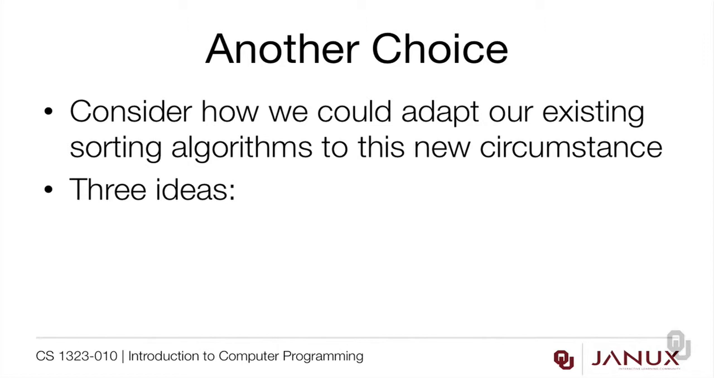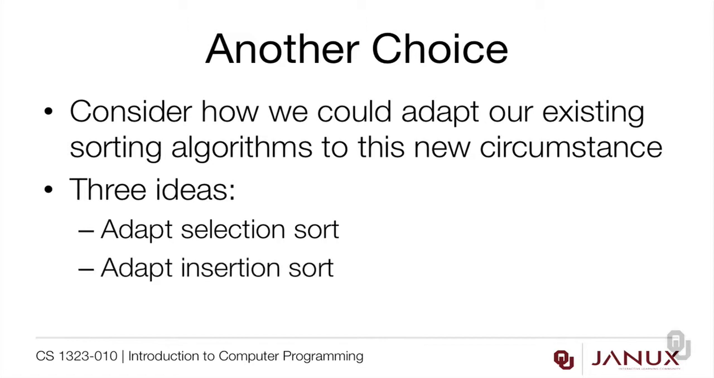Let's consider another possibility. How could we adapt the sorting algorithms that we already know to this new circumstance? Well, I have basically three ideas to work from. The first one is to adapt selection sort. The second one is to adapt insertion sort. And the third one is what's called a two-finger merge.